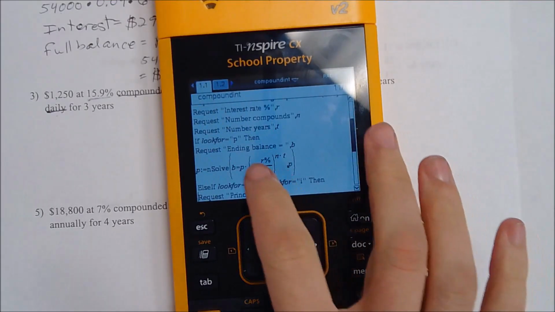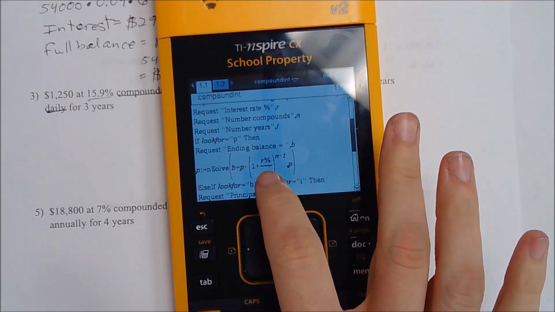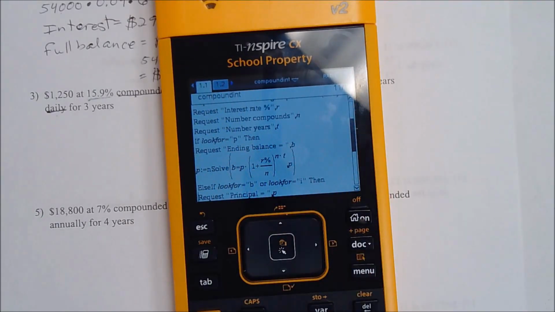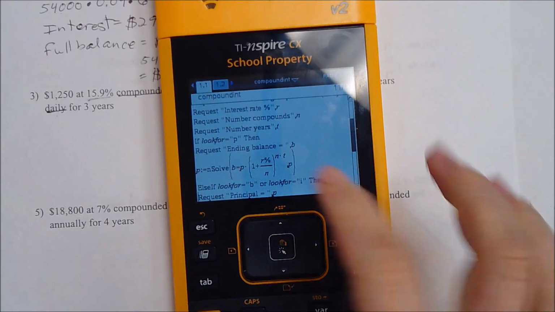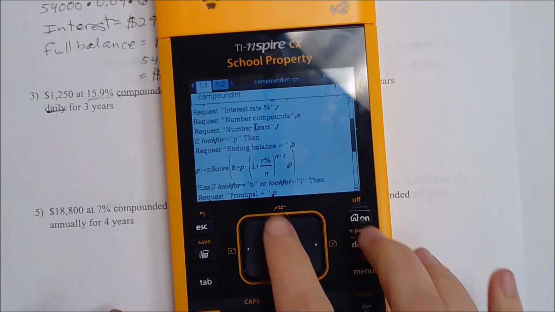Okay, so if you'll recall, many of you probably remember typing that formula in. That's the compound interest formula. So instead of using that every time, we're actually just going to use your program. You'll need to go to the second tab.